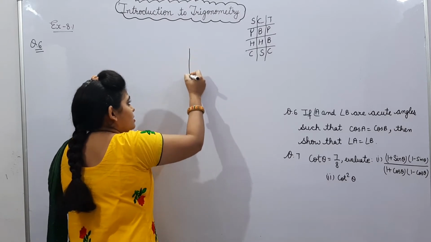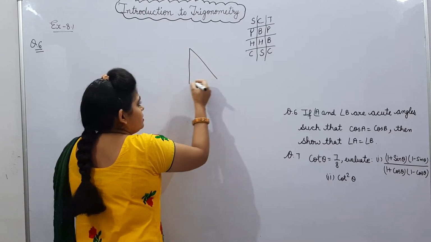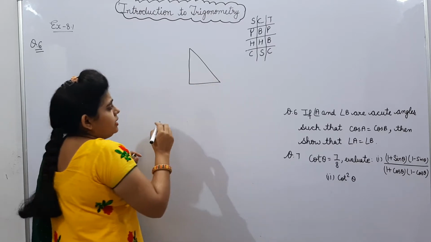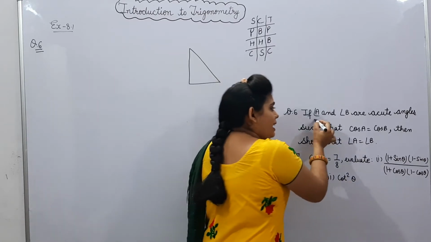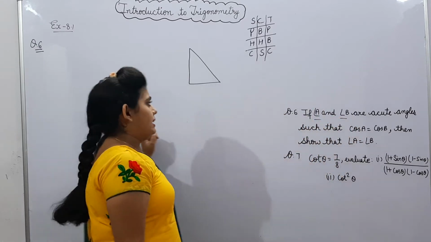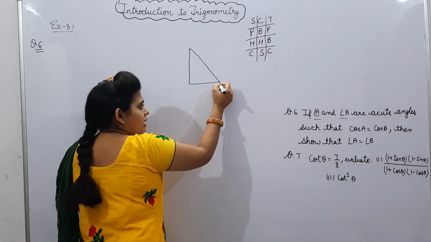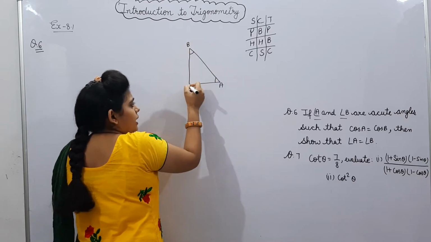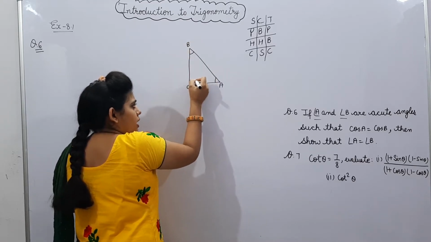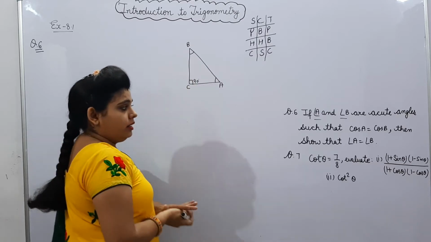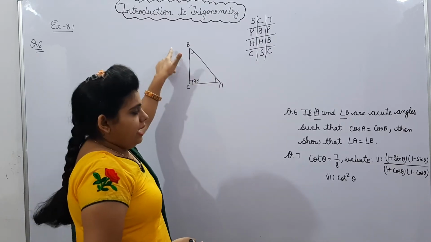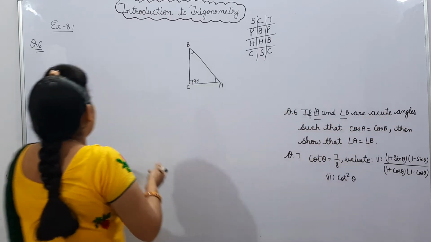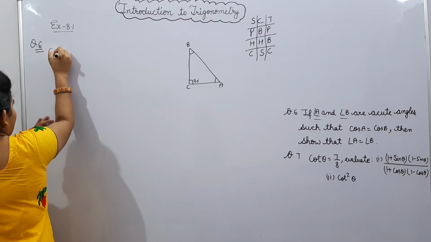Let the triangle be ABC. And in this triangle, angle A and angle B are acute angles. Let this be angle A and this be angle B. Then this point will be C and it is 90 degrees. Angle A and angle B are acute angles such that, what is given, what we will write.